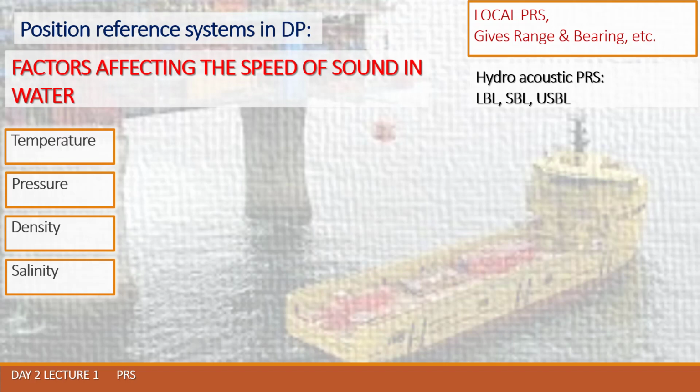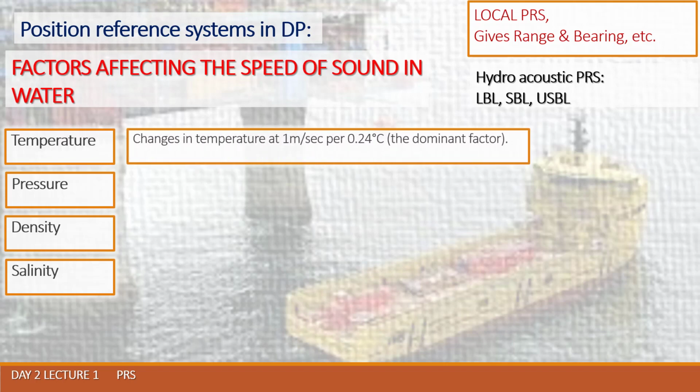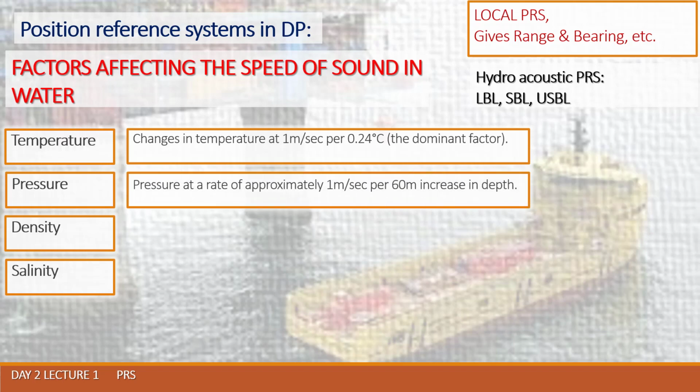So changes in temperature can give you an increase of the speed of sound in water. We have an increase of 1 meter per second when the temperature changes by 0.24 degrees, and in that case, the lower the temperature, the higher the speed of sound in water. Pressure, at a rate of approximately 1 meter per second per 60 meters, may increase the speed of sound in water.